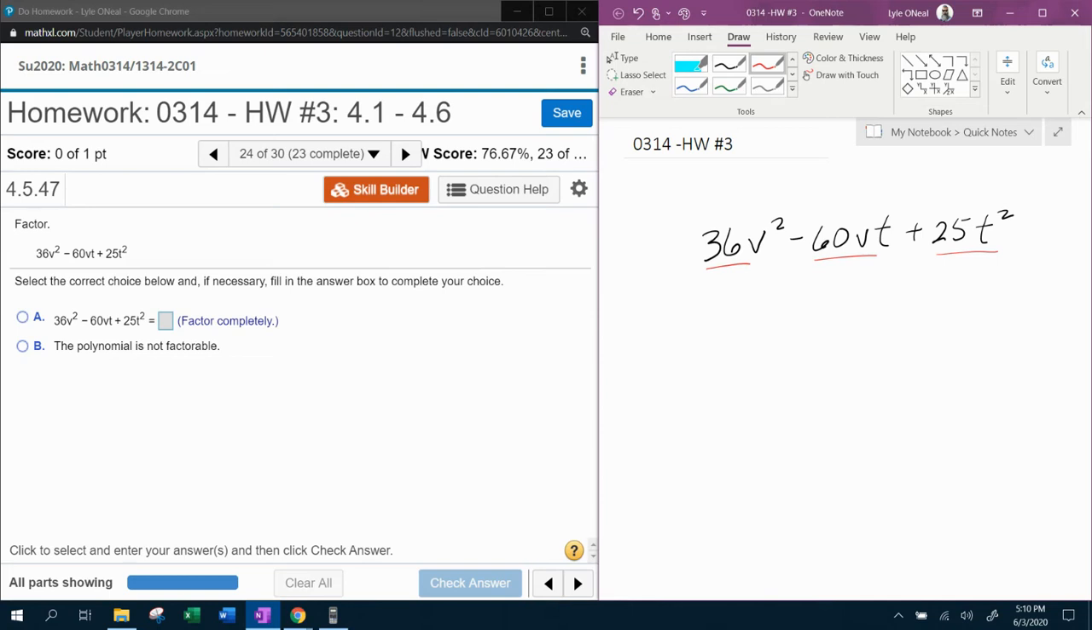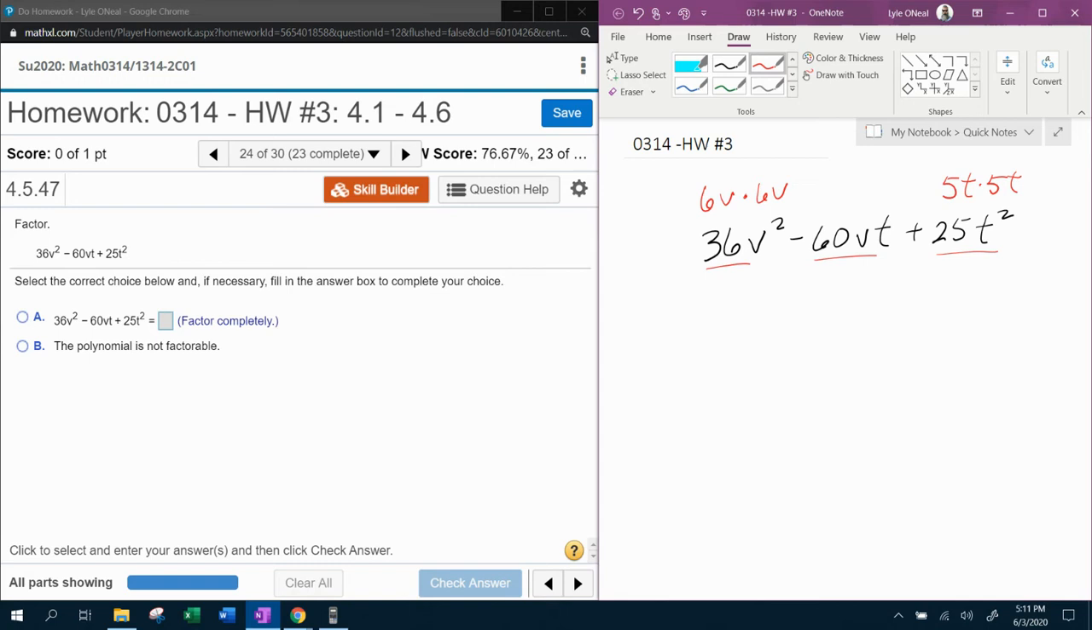And then I'm going to notice that this is a trinomial with a lead coefficient. So I could use the 3R method, but upon closer inspection, what I notice is that this first term, the lead term, is a perfect square. 6v times 6v makes 36v squared. That is a perfect square. And the last term is also a perfect square. 5t times 5t makes 25t squared.